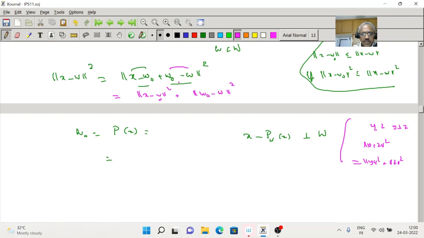Why is this orthogonal to each other? Remember, w naught is in W, and W is a vector space, therefore this is in W, right? And therefore x minus w naught is perpendicular to this.